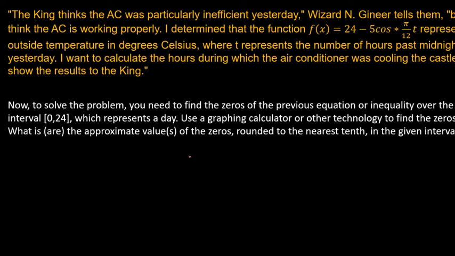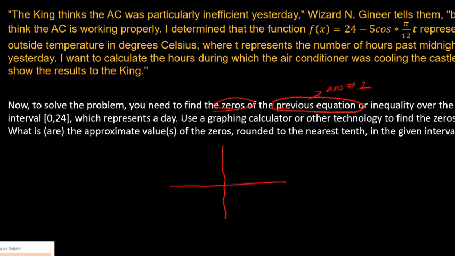All right, so again, to solve the problem, we need to find the zeros of the previous equation. So the previous equation, this would be your answer from number 1, all right? And they're saying we need to find the zeros. Well, what do we mean by zeros? Well, zeros are the values where we cross the x-axis.